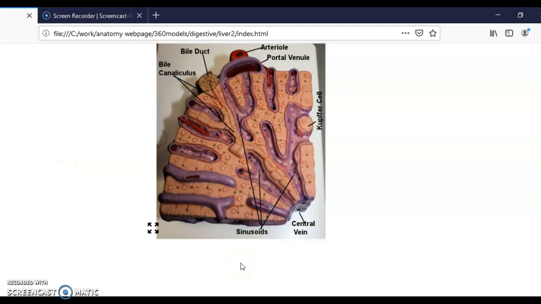So that is our liver histology. It's actually a really cool model. And look at it. It'll help you with actually learning the liver histology, I think.